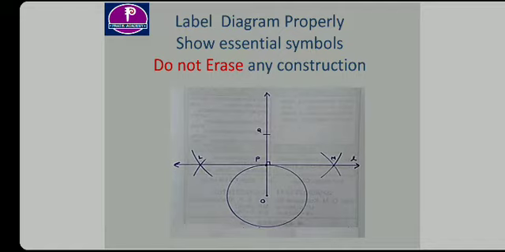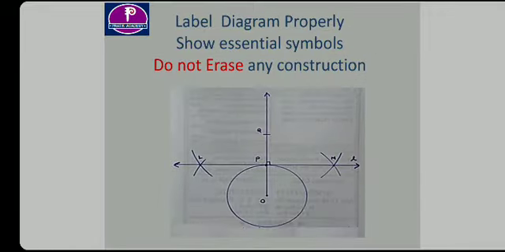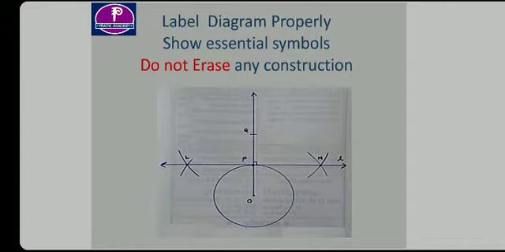So finally, draw the essential symbols here. As OP is the radius and L is a tangent, the angle between them is 90°. So I have mentioned it here clearly, and do not erase any constructions.